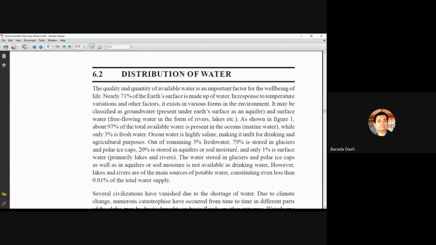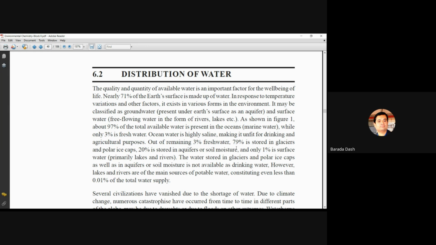But even if we have so much water, 97% of the total water is present in the ocean. Ocean contains 97% of the total available water, while only 3% is fresh water. Ocean water is highly saline, making it unfit for drinking and agricultural purposes. So out of the total, 97% is gone, that is in the ocean, and it cannot be used. The remaining 3% is fresh water.